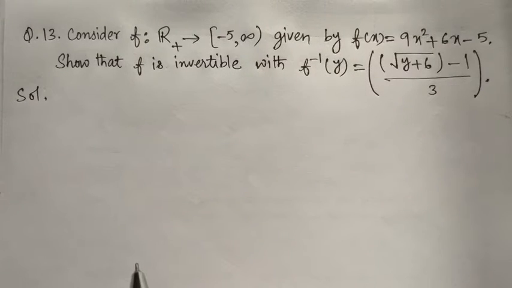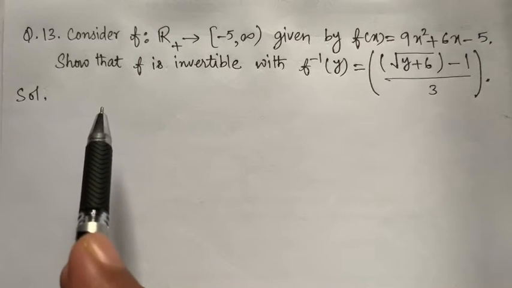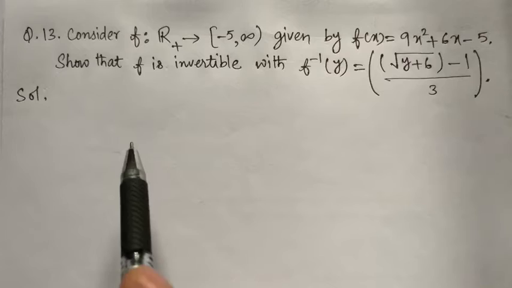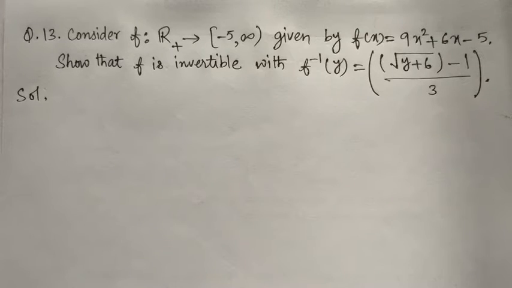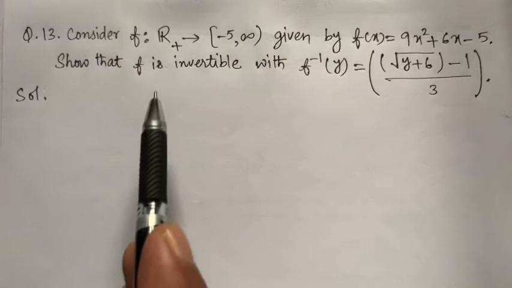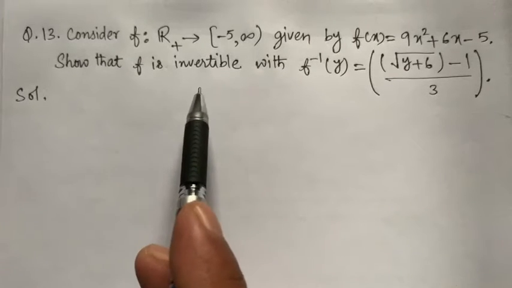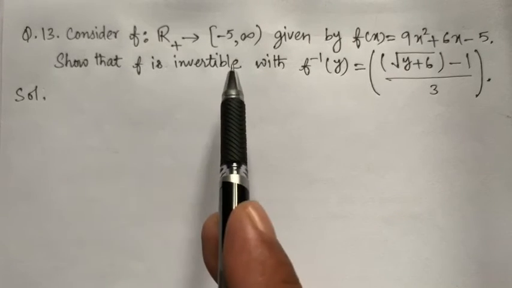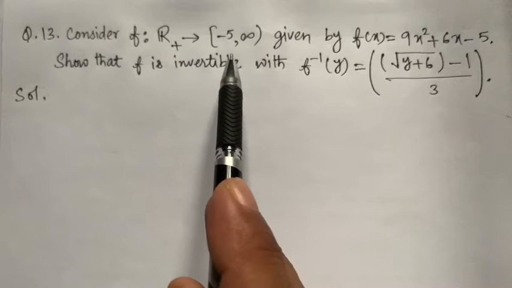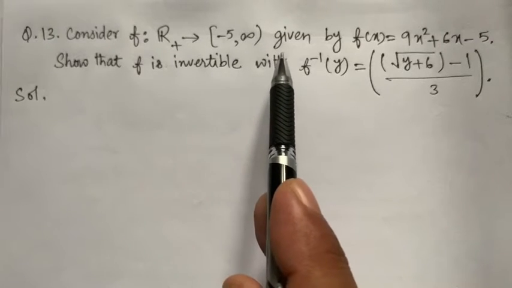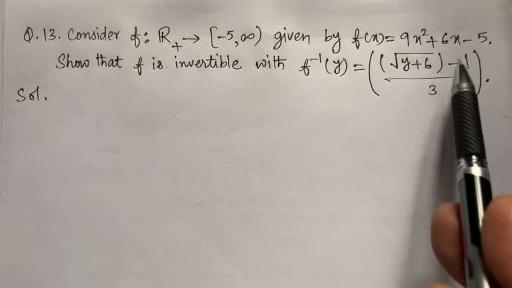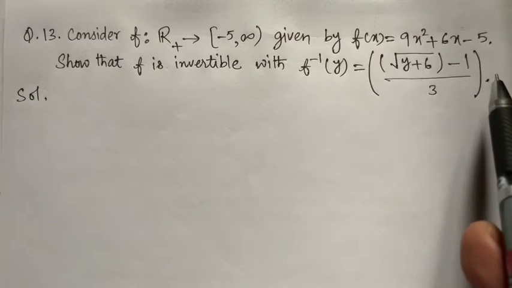Let us take another question. This is question number 13 for the whole series of important questions, and third question of the third session of important questions. Here the question is, consider f from R plus, that means positive real numbers, to [minus 5, infinity), given by f(x) is equal to 9x square plus 6x minus 5.